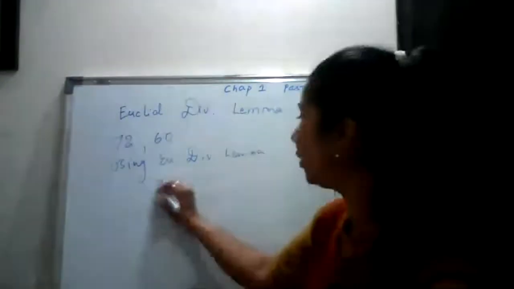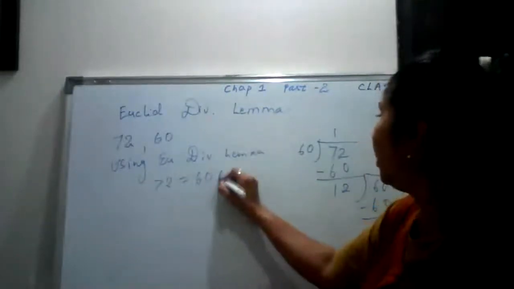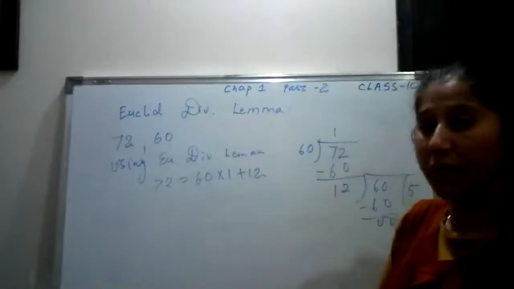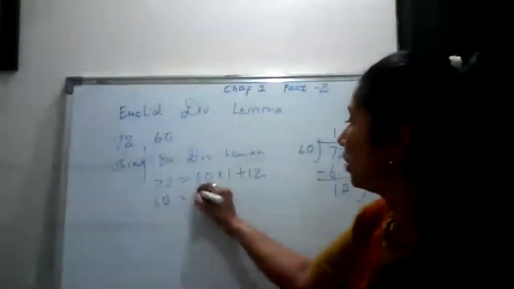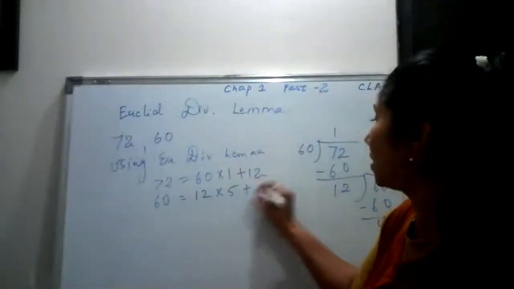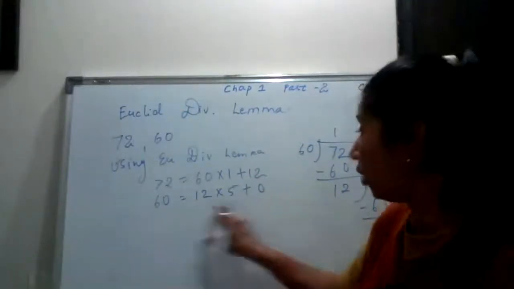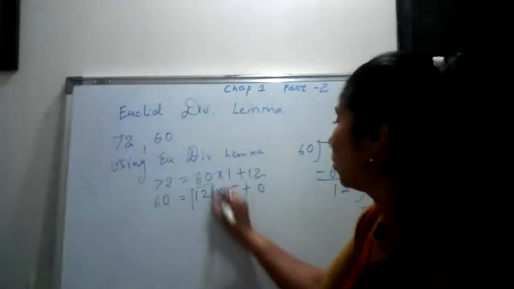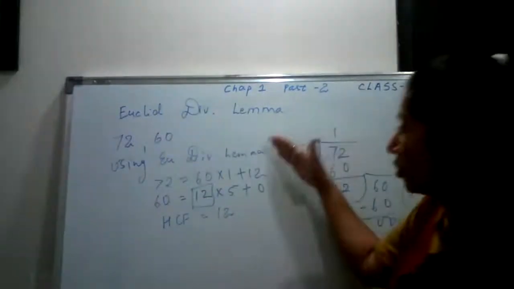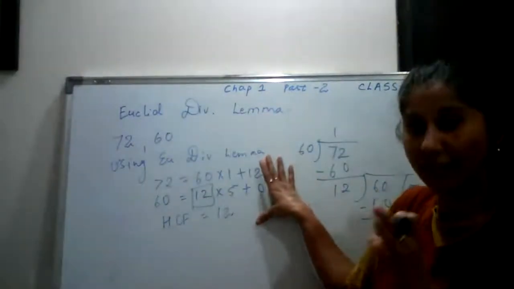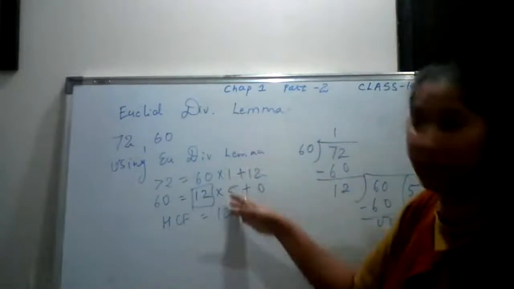So 72, if you follow Euclid's division lemma, how will you write it? It is 60 into 1 plus 12. Then in the second step, what did you make the dividend? 60. So it is 12 into 5 plus 0. When you get 0, the divisor at that point, what was the divisor here? 12. So this 12 is nothing but the HCF of these numbers. Are you getting it? These are the steps which you have to write in the exam to solve the sum.